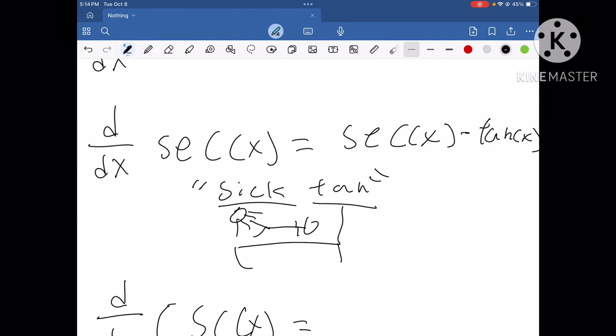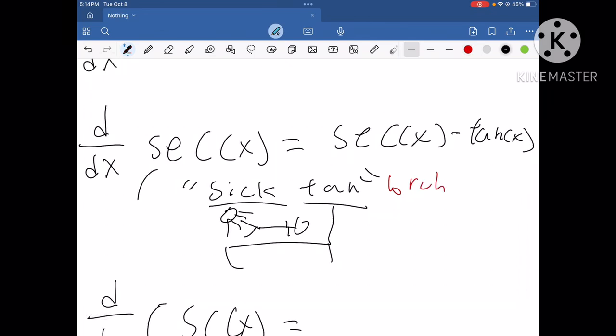Because tanning is sick. Bruh. Okay, so I like to memorize it using this, because tanning is sick, tan.